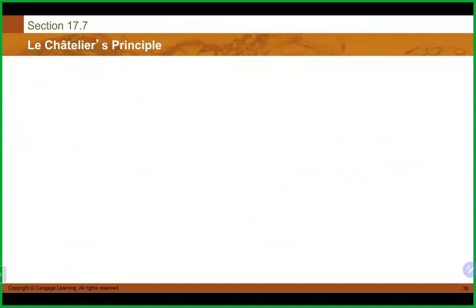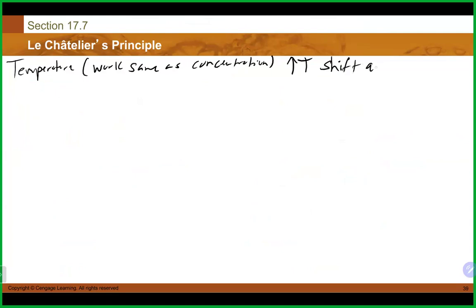All right, the next major thing we can do with this is temperature. And temperature works the same way as concentration, which means if you increase the temperature, it will shift away. And if you decrease the temperature, it will shift towards it.